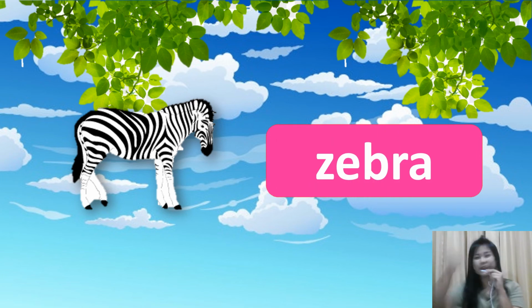Okay, last picture. Can you guess what is it? This animal have 2 colors, white and black. So this animal is zebra. Well done. Correct.